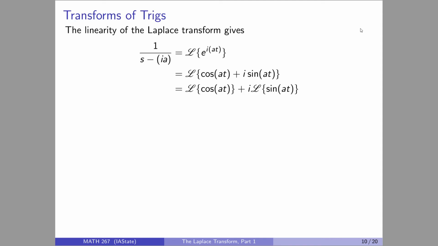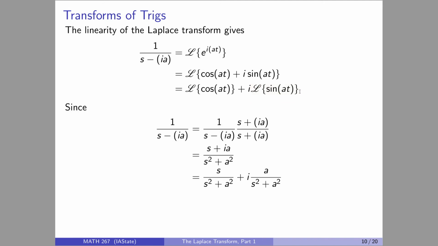All right. So now, equipped with this, I can tell you what the Laplace transform of cosine and sine need to be. So 1 over s minus i a, that's the Laplace transform of e to the i a t. By Euler's formula, that's cosine of at plus i sine of at, and then that splits up like that. So I'll have the Laplace transform of cosine of at plus i times the Laplace transform of sine of at. So if I want to figure out what the Laplace transform of cosine is, well, this term here on the left, I just need to get this to look like something plus i times something. The thing not being multiplied by i is what the Laplace transform of cosine needs to be. The thing being multiplied by i is what the Laplace transform of sine of at needs to be.